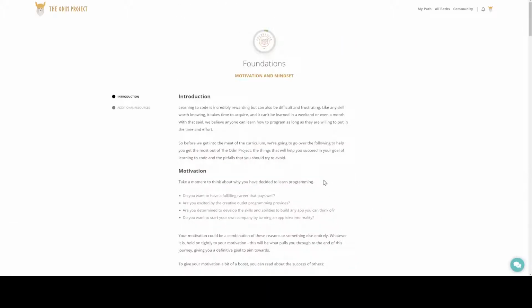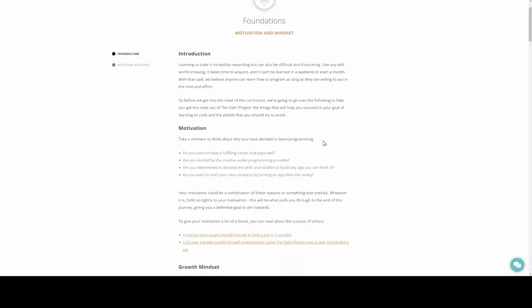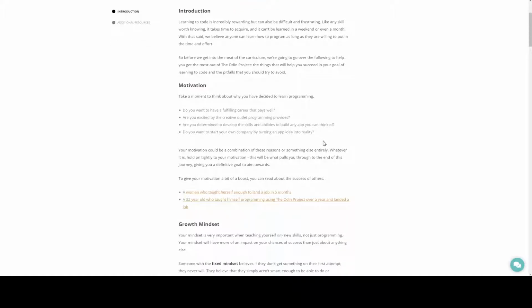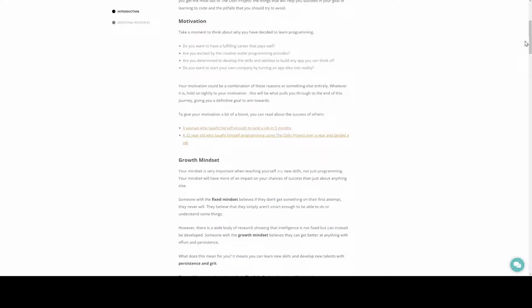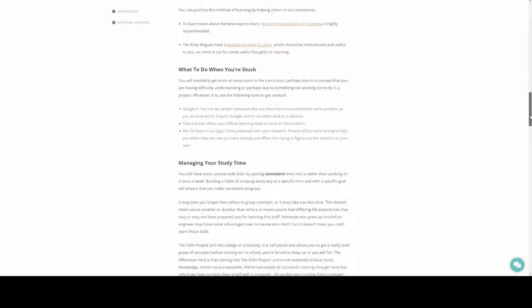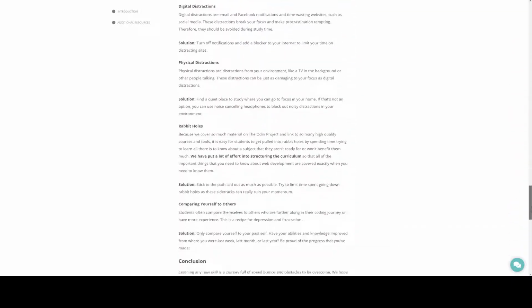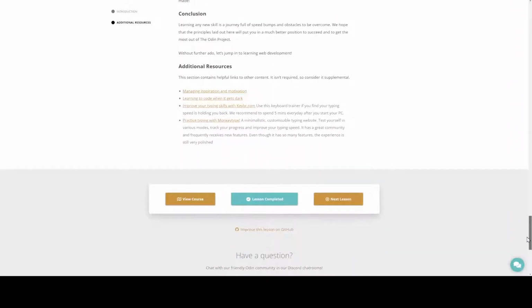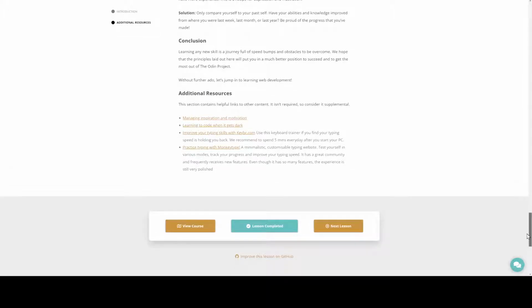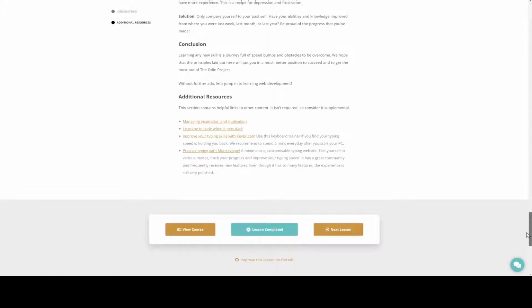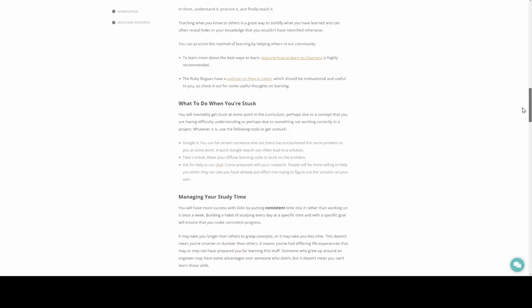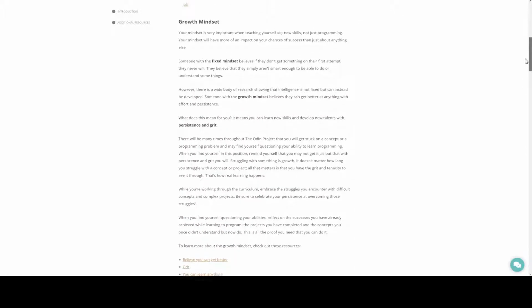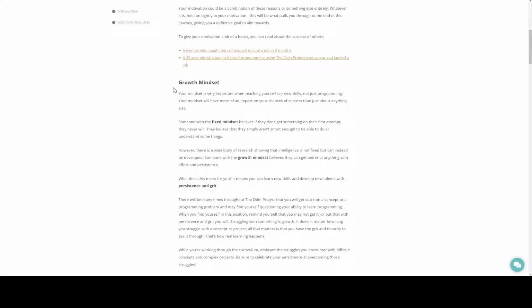So I went to the next lesson and spent a ton of time tonight on motivation and mindset. It was very meaty. It doesn't seem like it because it's not that long of a read. But there are a lot of great articles inside here and in the additional resources that need to be consumed and read and understood.